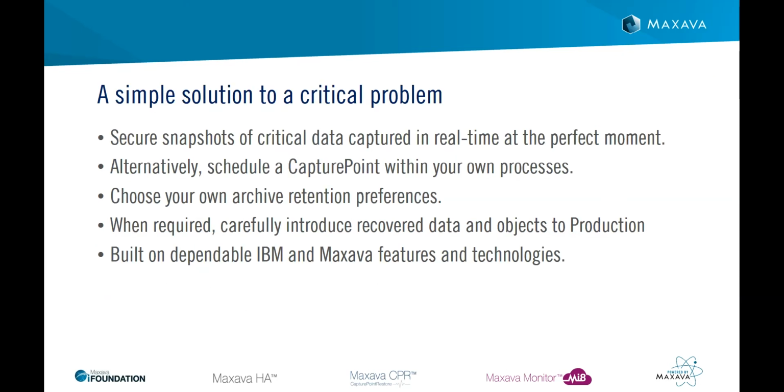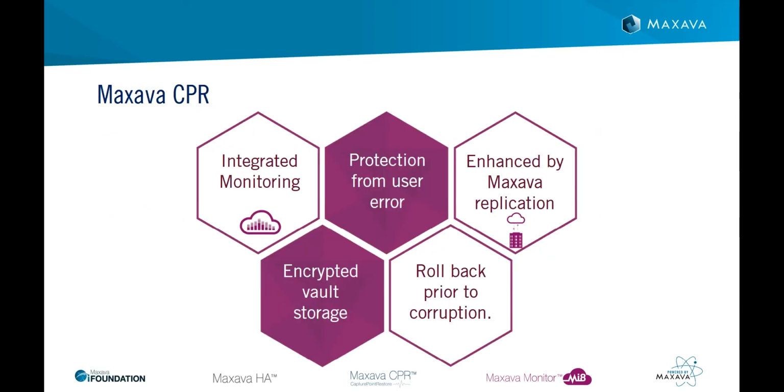CPR identifies a capture point moment and performs the archive. That can either be at the time of a deletion request or perhaps at the right time in your application processes. The archives are then available for restore purposes if the need arises. Please note that when integrated with the Maxava HA solution, extra flexibility and functionality is available. So when combined with Maxava HA and Maxava MI8 Monitor, CPR is part of a total software solution for reducing the impact of disasters.